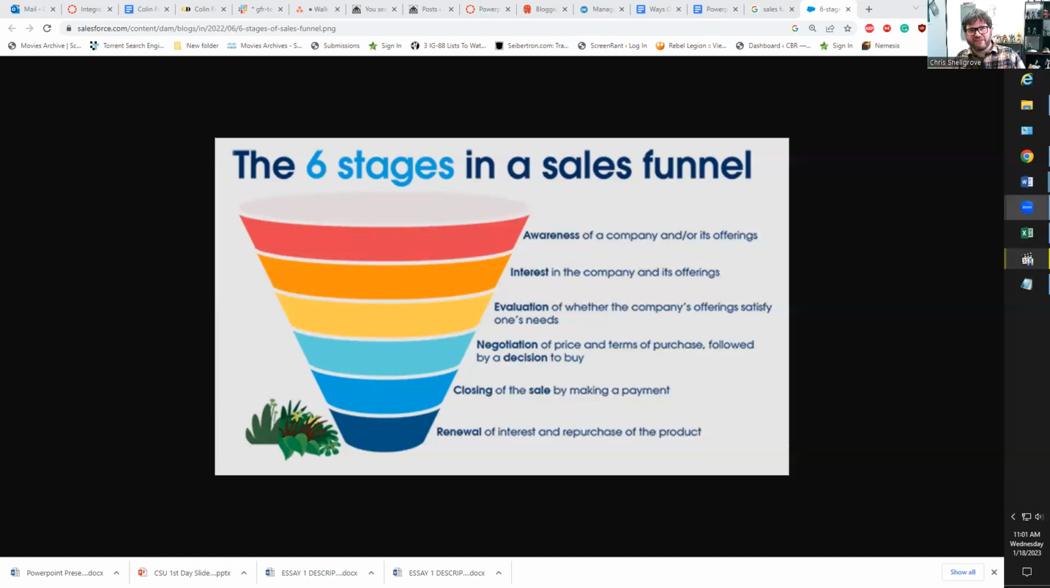But here is a greater philosophy, the more prevalent philosophy now, that you want them to come back. You want to retain customers. So renewal of interest and repurchase of the product. That's how you get to drip emails, SMS marketing, and all sorts of fun stuff. I'm sure we'll chat about that in the fullness of time.